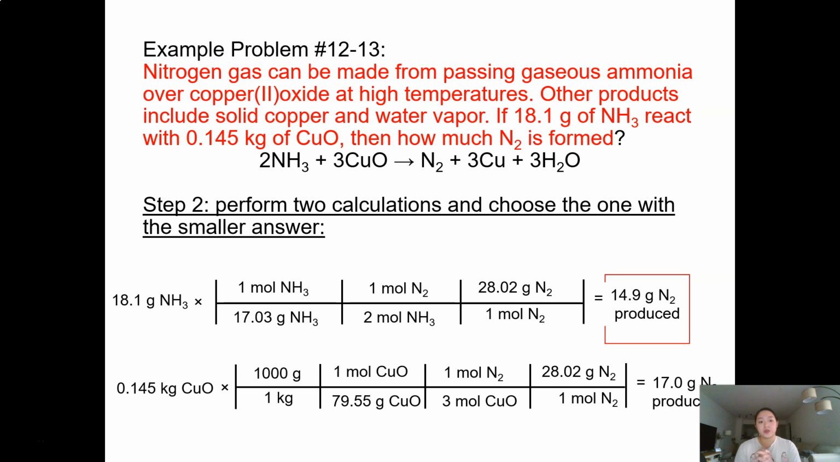And our final answer is 14.9 gram of nitrogen because that is the smaller number. Remember that our limiting reactant limits the amount of product you get at the end. So ammonia in this case here is our limiting reactant because it produces a smaller number of product at the end. And for this kind of problem, there should only be one answer. Even though you do two calculations and you get two answers, you have to choose which one is the correct answer here. And the smaller number, or the smaller mass that's produced, is your final answer. And in this case, it's 14.9 gram of nitrogen. That's it for this problem.